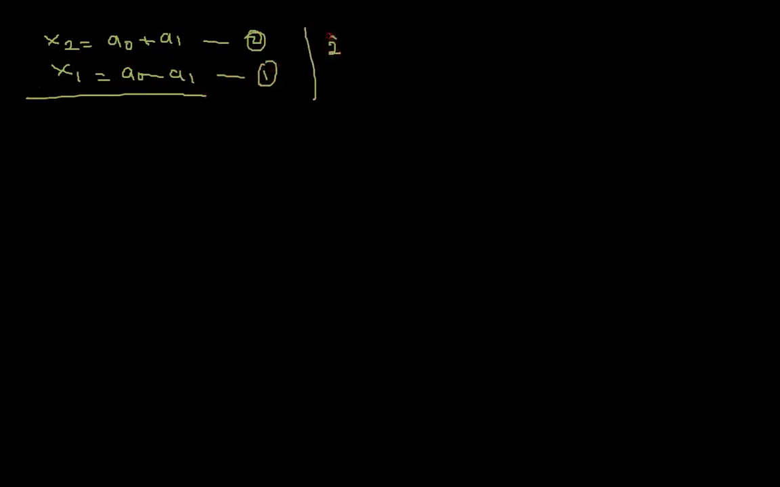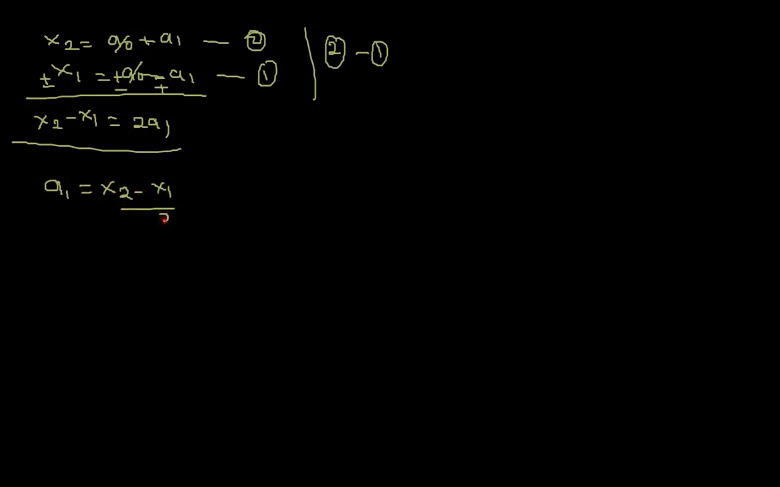Now I would like to perform 2 minus 1. If you do that, the minus becomes plus. Therefore x2 minus x1 is equal to, minus a0 plus a0 get cancelled, and it becomes 2 times a1. So from this, a1 can be found as x2 minus x1 by 2. In the previous slide I found that a0 is equal to x1 plus x2 by 2.